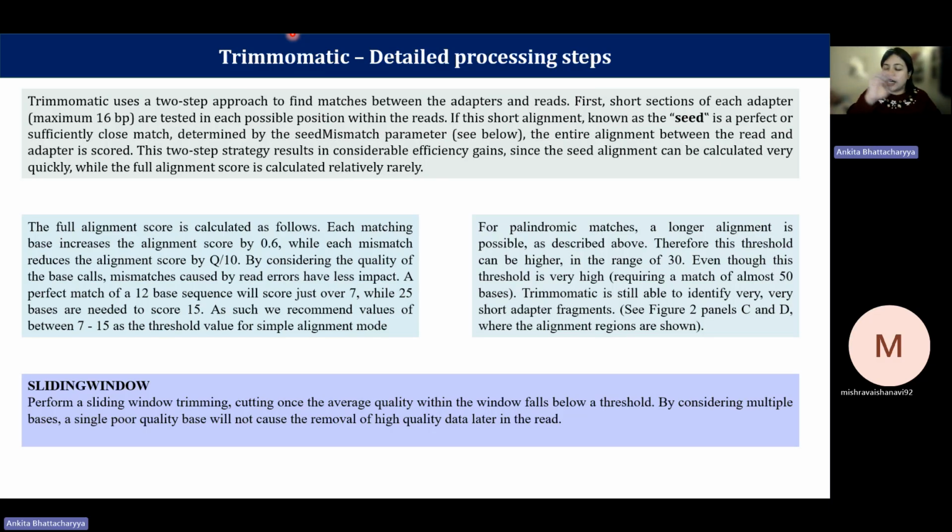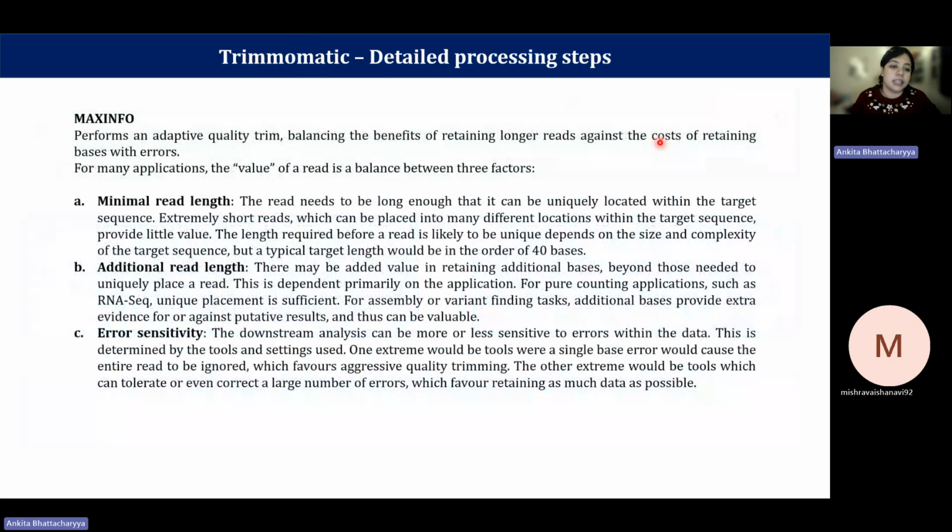Like I already mentioned, it takes a small window of 5 or 10 bases and calculates the quality score for all of those positions. If the average for that window is not able to pass a particular threshold, then that sequence is considered to be a contaminant or junk, and it will get cut off and trimmed at that position. By considering multiple bases, a single poor quality base will not cause the removal of high quality data later in the read. So that is what the second command does.